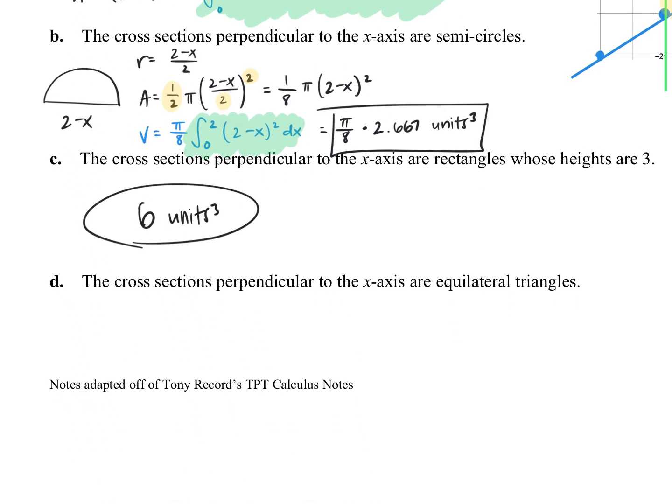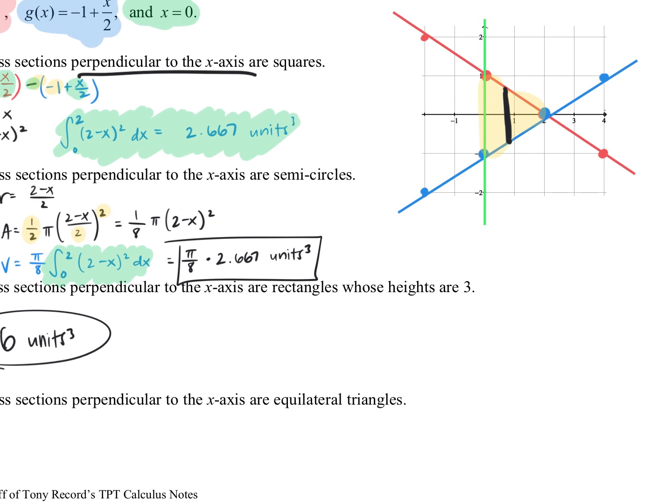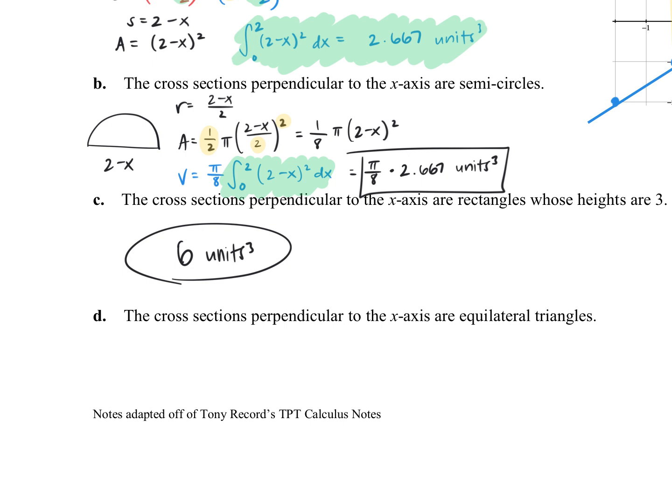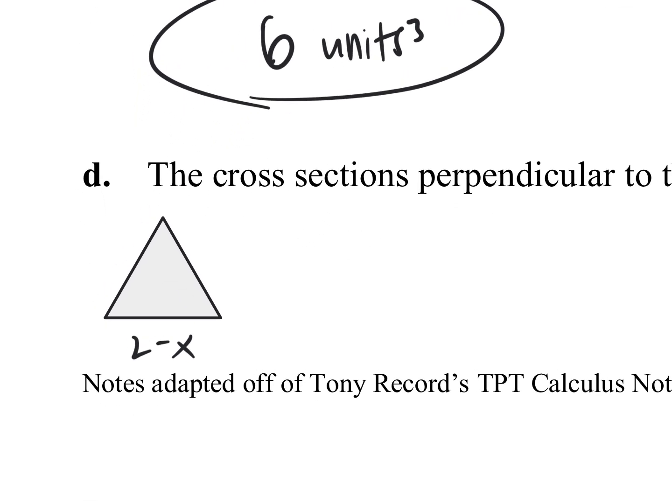The cross sections perpendicular to the x-axis are equilateral triangles. Okay, so again, on this black line right here, this is now an equilateral triangle that I'm placing on top of that. I'm going to draw my shape here of my triangle, where my base is still 2 minus x. But if I want to find my height, well, this piece right here is technically 1/2 of 2 minus x, right?